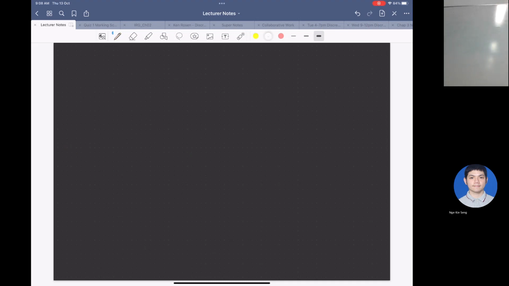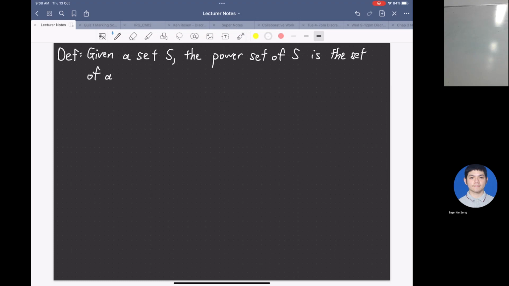Okay. So now, given a set, we can study all the subsets inside the set. This is called the power set. The power set of X is another set. What are the elements? The set of all subsets. And we denote it by P(X).